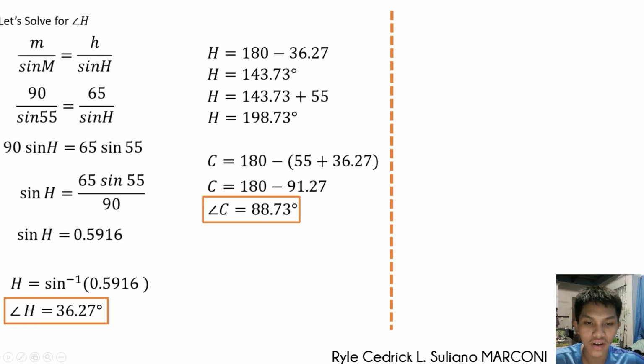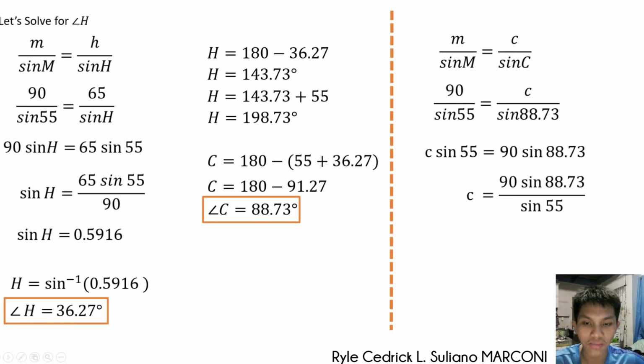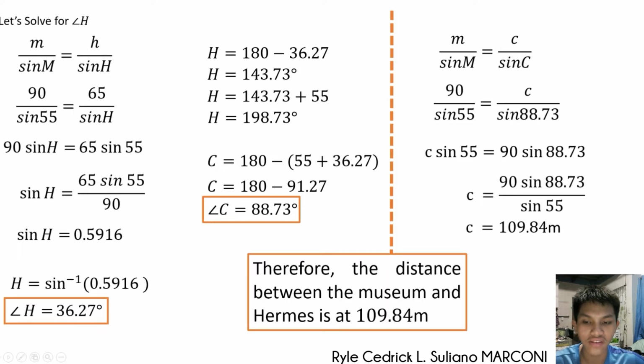Now that we have the value of angle C, we can get our side C. Using this formula once again, next will be substitution of values and cross multiplication. We have C sine 55 is equal to 90 sine 88.73. To isolate C, simply divide both sides of the equation by sine 55. We now have C is equal to 90 sine 88.73 over sine 55. Simply put this into our scientific calculator. We have C is equal to 109.84 meters. Therefore, the distance between the museum and Hermes is 109.84 meters.